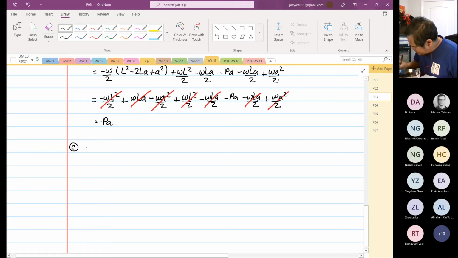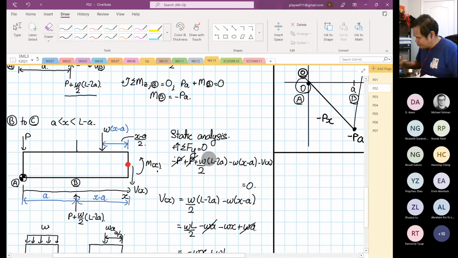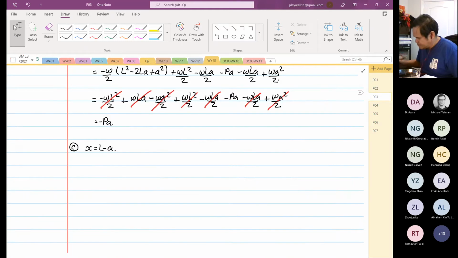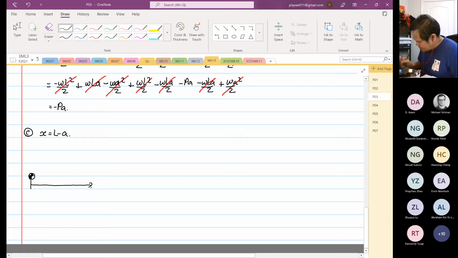where x is equal to L minus A. Now, why I decided to do from right to left is you already see the complicated amount of factors we have to consider when we do left to right. Okay, so we're going to do right to left. Now the geometric datum is still on the left hand side. So the distance from here to here is L minus A.